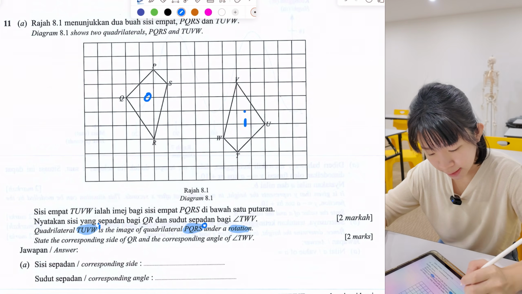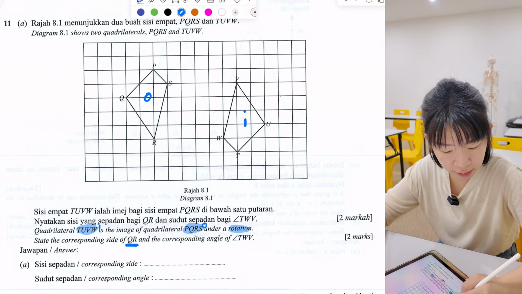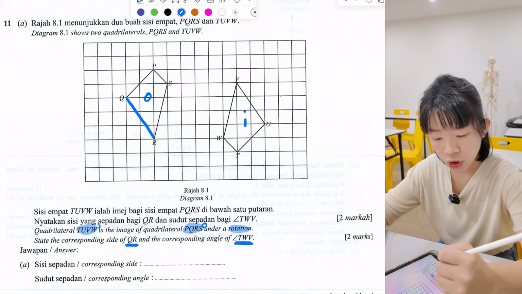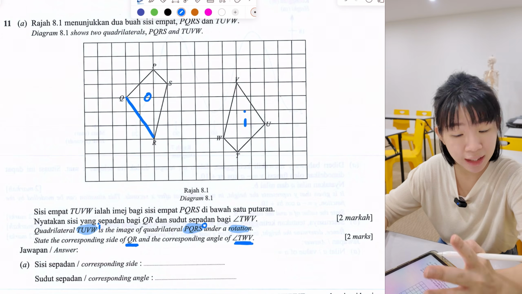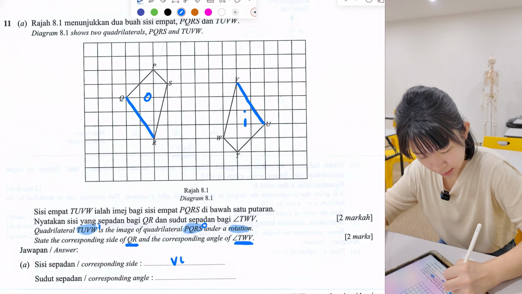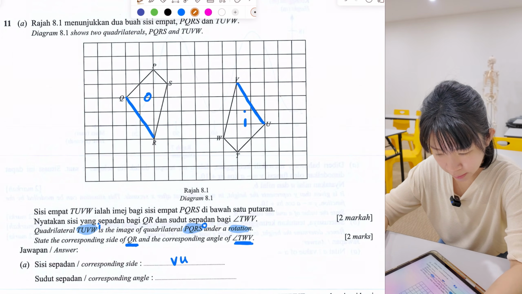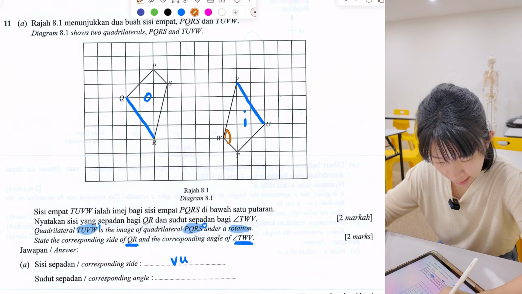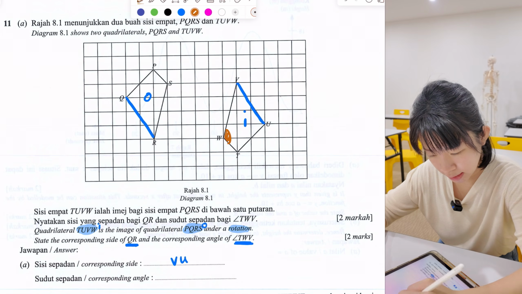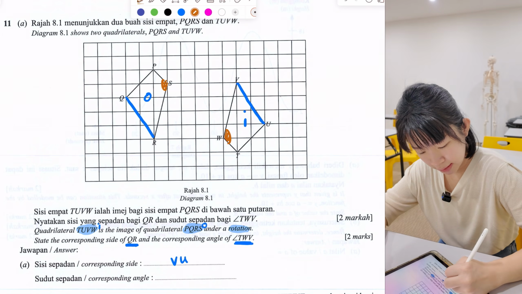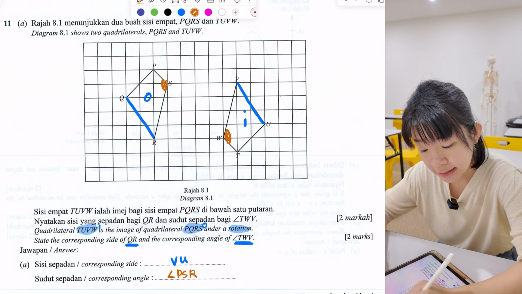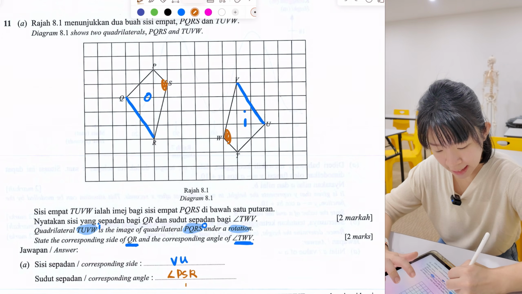Now state the corresponding side of QR and also the corresponding angle of TWV. QR is this side, and the corresponding side is VU. For the angle TWV, this angle, which angle is the corresponding angle? It is PSR. You can also write RSP, as long as the S is in the middle.